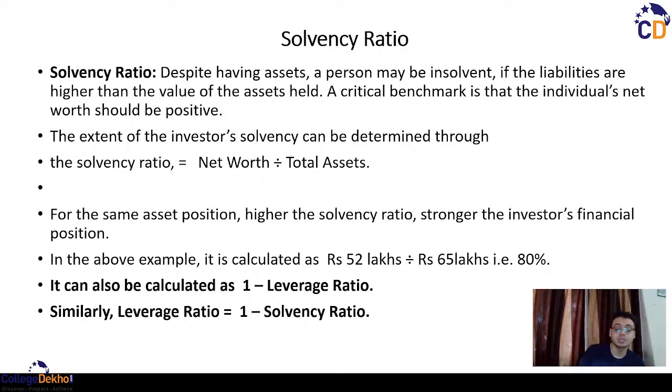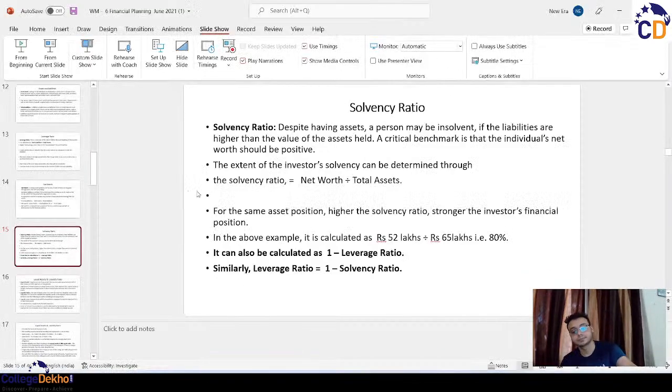Now again, as your savings and expense ratios are related to each other, your leverage and solvency ratios are also related to each other. Your leverage ratio can be calculated as 1 minus the solvency ratio. Your solvency ratio can be calculated as 1 minus the leverage ratio. Okay.